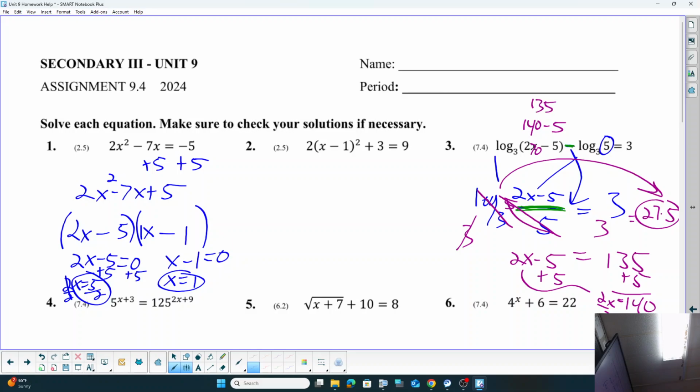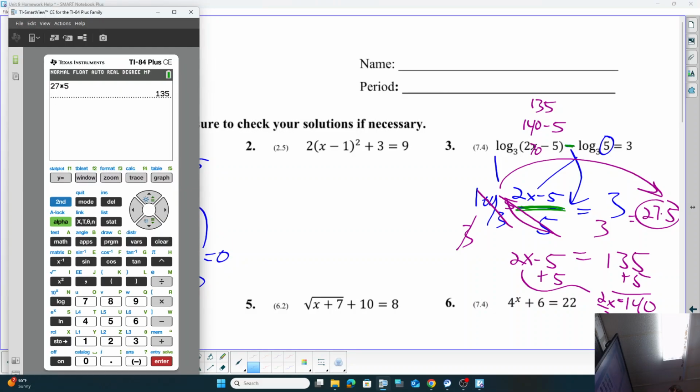And then 3 to what power? Well, basically that's going to be 135 divided by 5. And 135 divided by 5 is 27. And then it's going to be 3. Yep, 3 to the 3rd power. So that's going to work. If you don't believe us, you could actually plug it in and see.